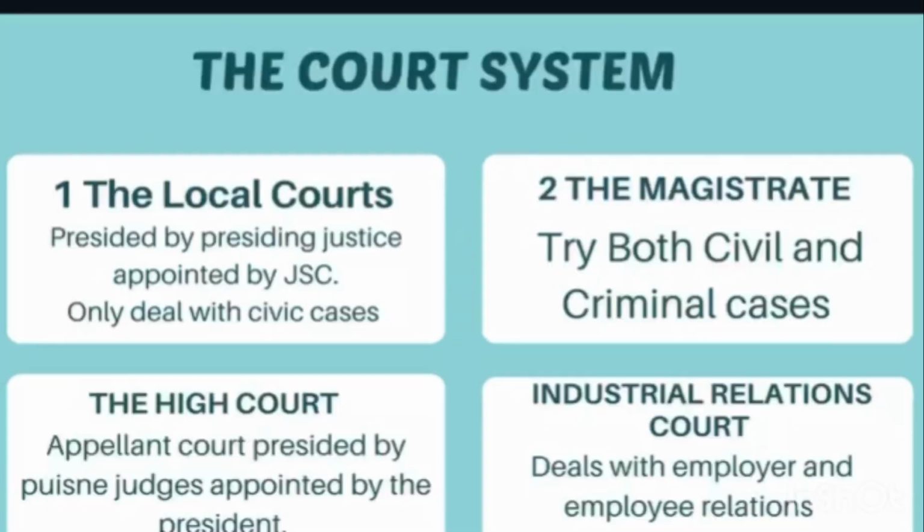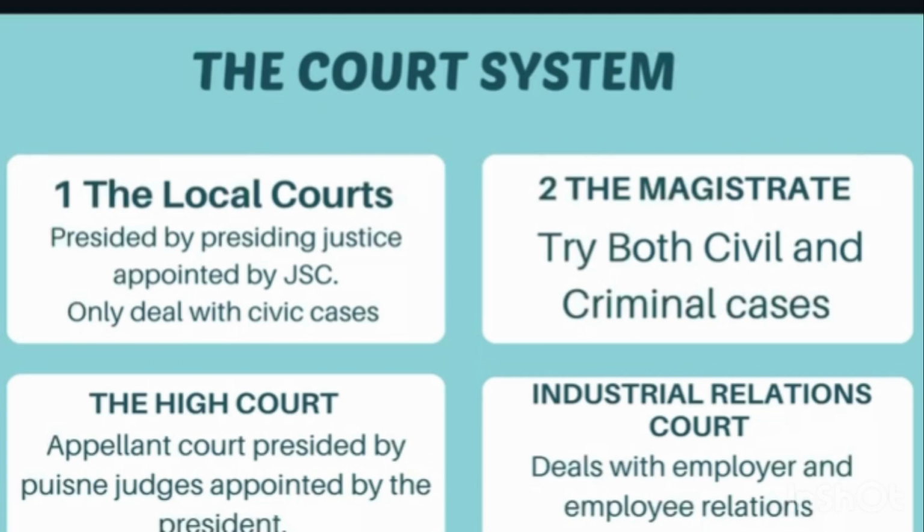So we proceed. The court system. We are talking about the legal institutions, the institutions that administer the law. So courts are easily identifiable legal institutions. When you just see a court, you know to say these deal with law. That's how it is. So let us talk about the levels of courts that we have. There are 4 levels of courts in Zambia.